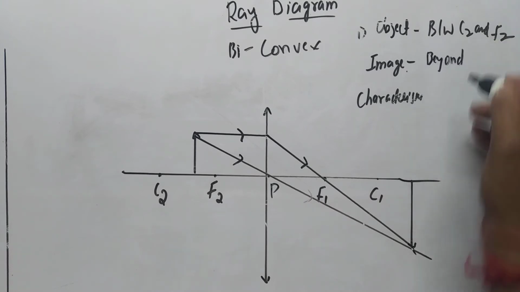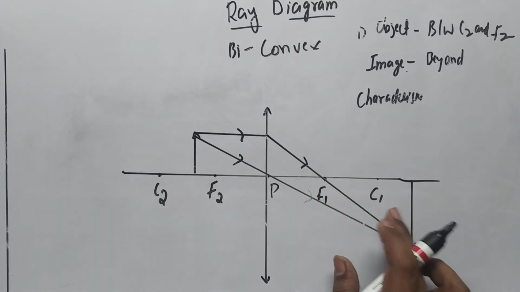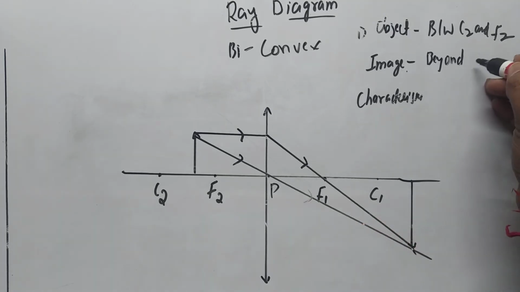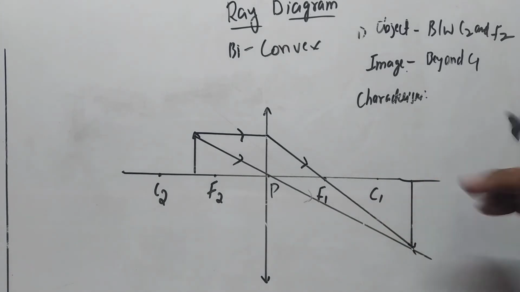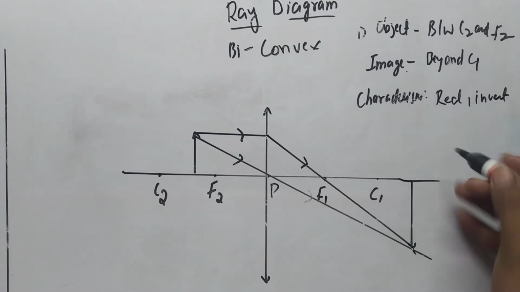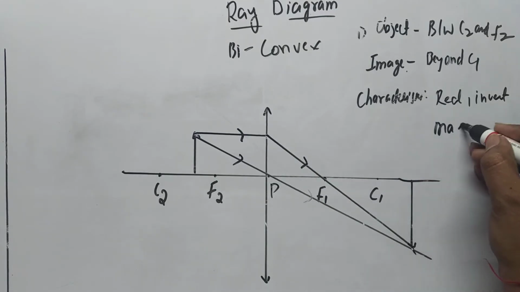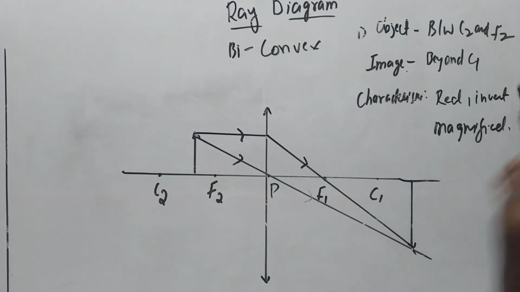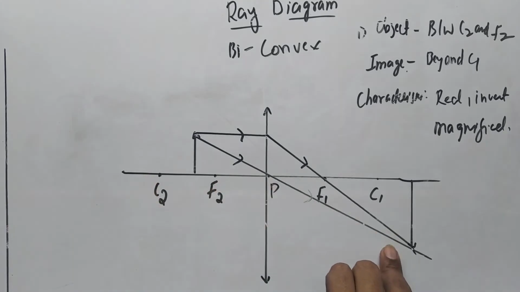So whenever the object is placed in between C2 and F2, we find that the image will be beyond the C1, sorry, not C2. It is beyond the center of curvature. Characteristics you can see. It is real, inverted, and the object is small and image is bigger. So we have to write magnified or bigger in size. This is the characteristics. Okay, whenever the object is in between C2 and F2, image is beyond the C1 and the image is real, inverted and magnified.